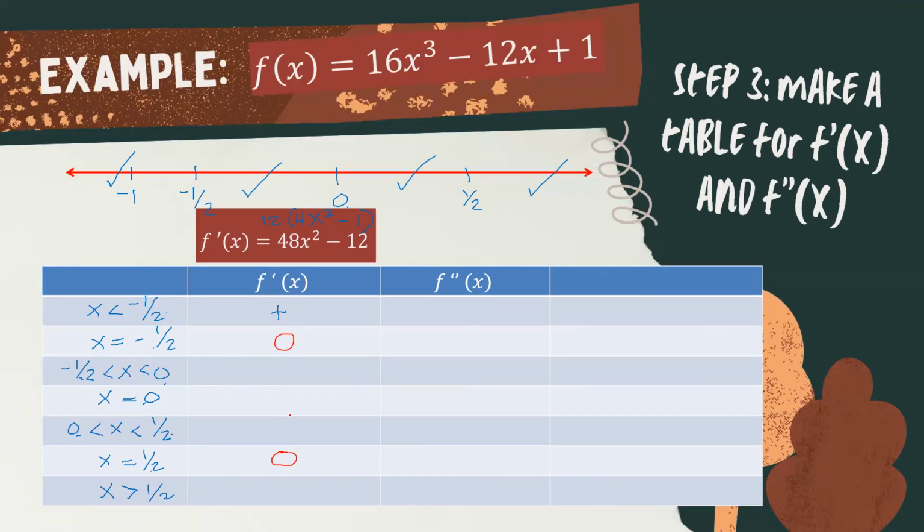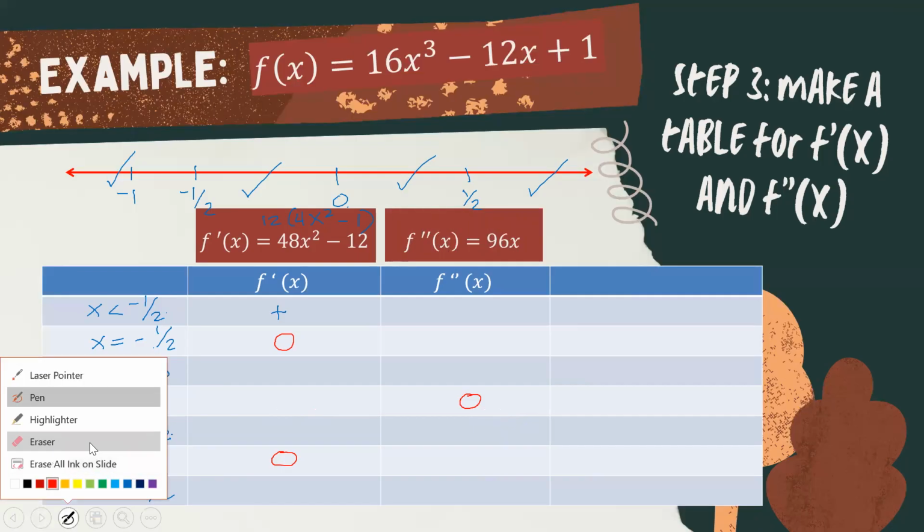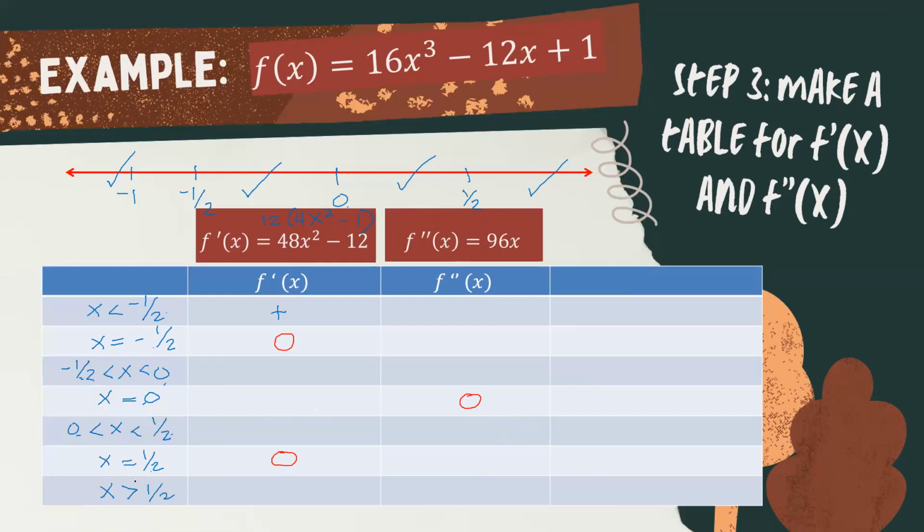Yan, isa sa kanila ay possible local min or local max. No? Sa second derivative naman, isa lang yung 0, si x equals 0. Okay, so siya naman yung possible na inflection point. Ibalik tayo sa blue na pen. Okay, so ito na lang darker.